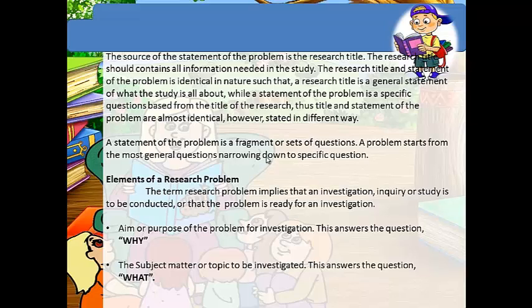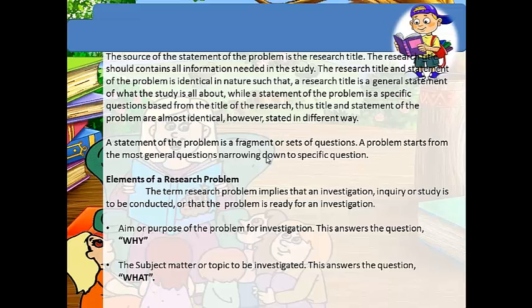The research title and statement of the problem are identical in nature, such that a research title is a general statement of what the study is all about, while a statement of the problem is a set of specific questions based on the title of the research. Thus, the title and statement of the problem are almost identical. However, they are stated in different ways. A statement of the problem is a set of questions. A problem starts from the most general questions, narrowing down to specific questions.